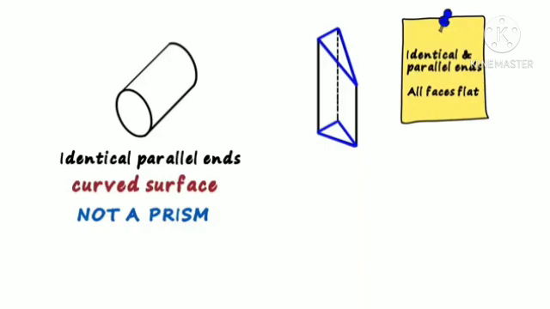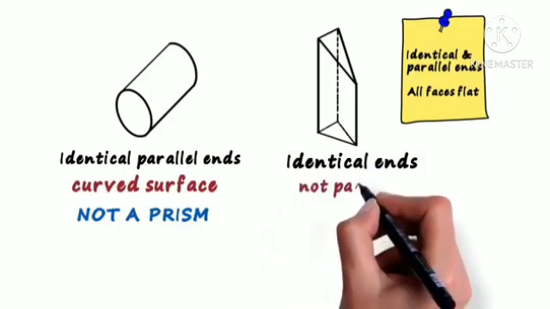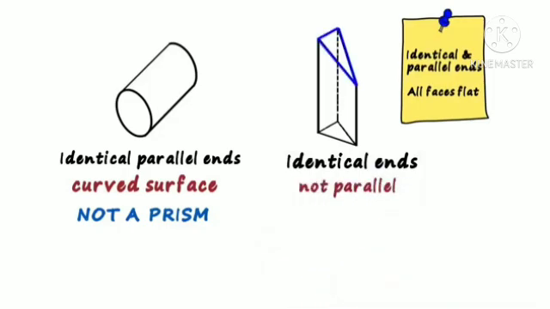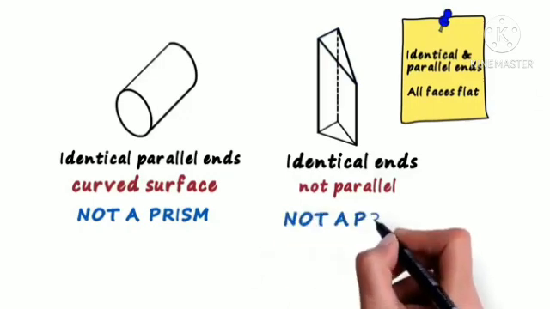Both are triangles, and hence we can say that this figure has identical ends. But wait, they are not parallel. The upper triangle is slightly tilted. So this figure as well is not a prism.